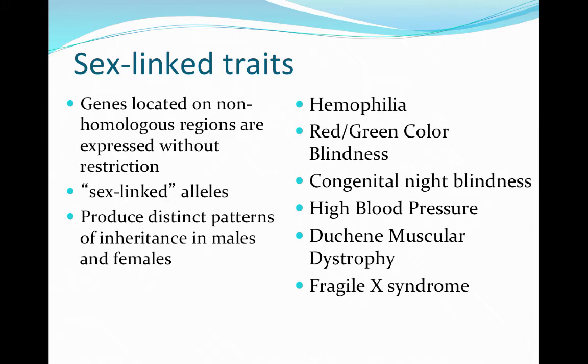Sex-linked traits are interesting because they also produce distinct patterns of inheritance in males and in females. For example, red-green color blindness shows up very rarely in females, but it's most expressed by males, and it's actually passed down through the X chromosome, so it comes through the mother.